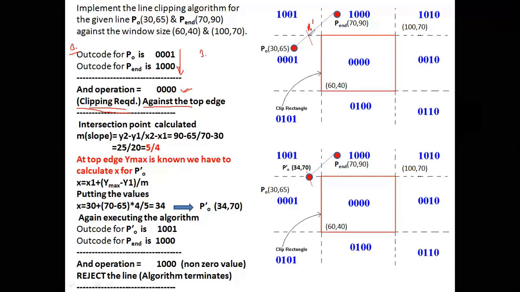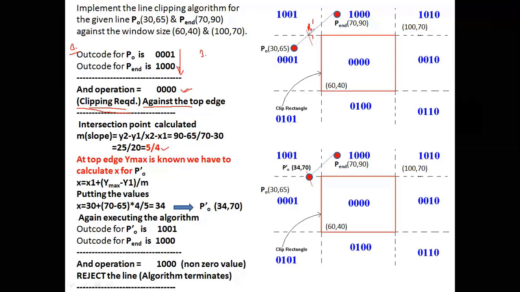Okay, so see how we are going to calculate. Now to calculate the intersection point, first we will calculate the slope of this line. So the slope of this line is y2 minus y1 divided by x2 minus x1. That is 90 minus 65 and 70 minus 30, that gives 5 by 4. So this is the slope of the line.